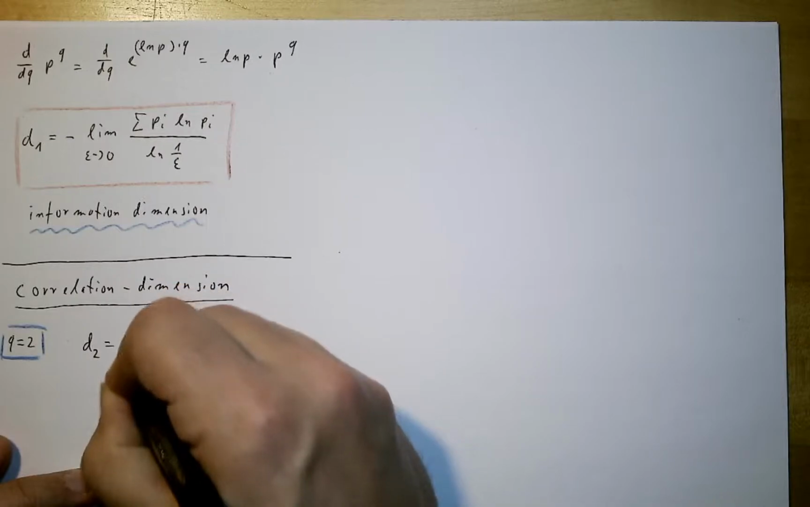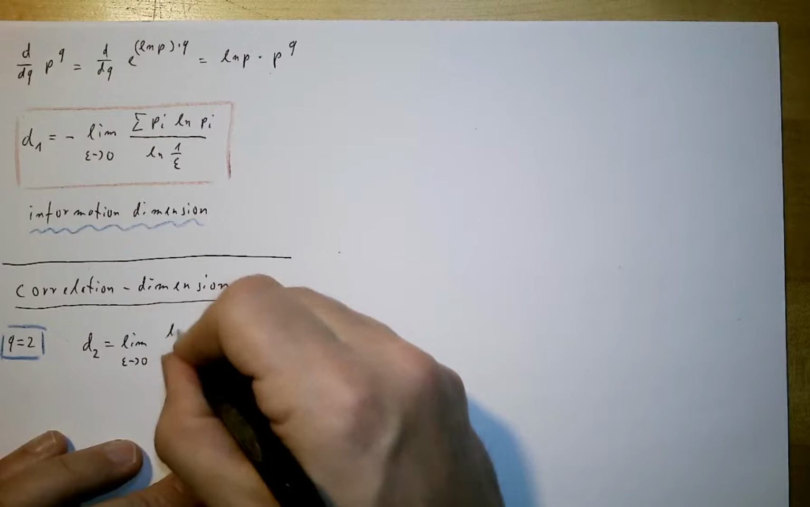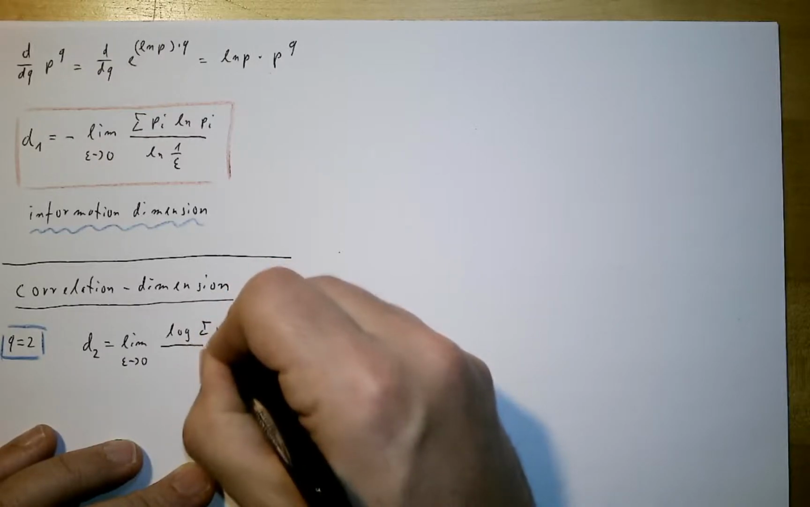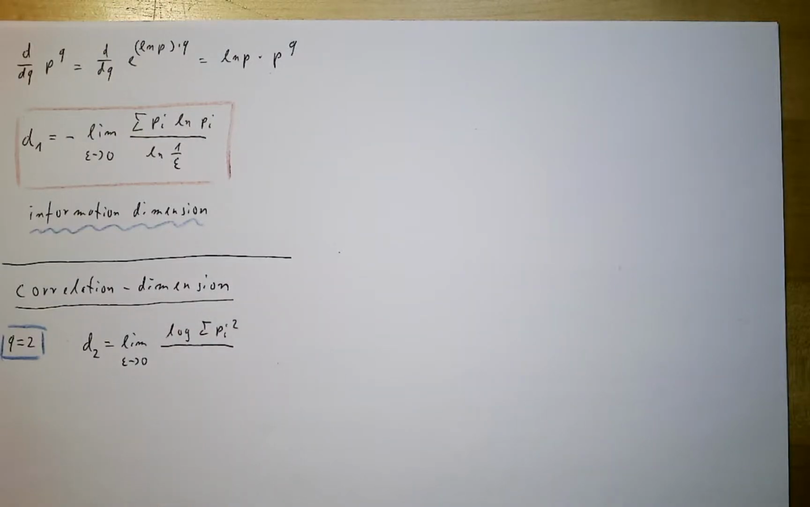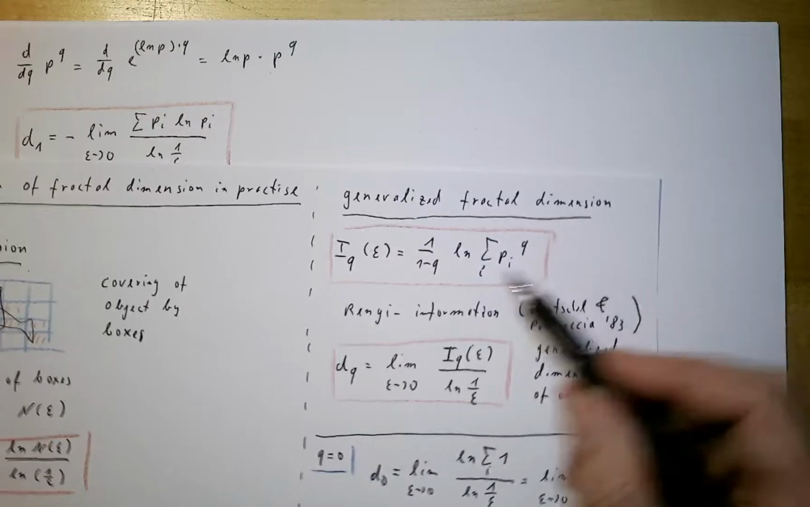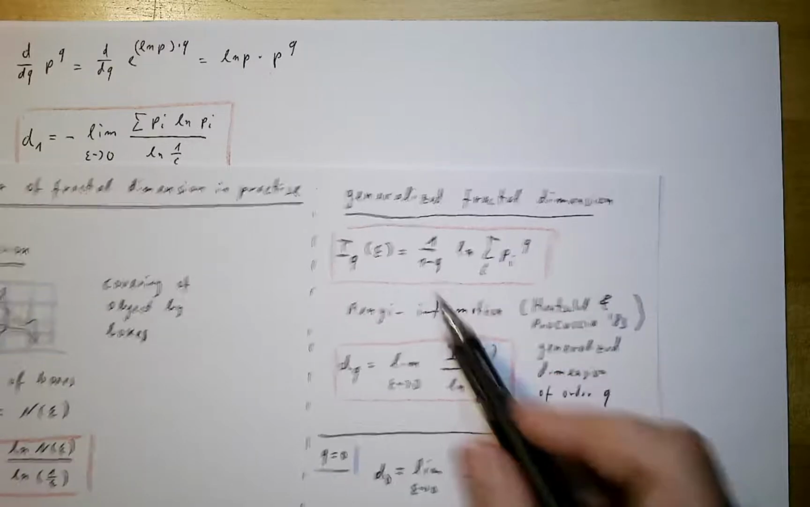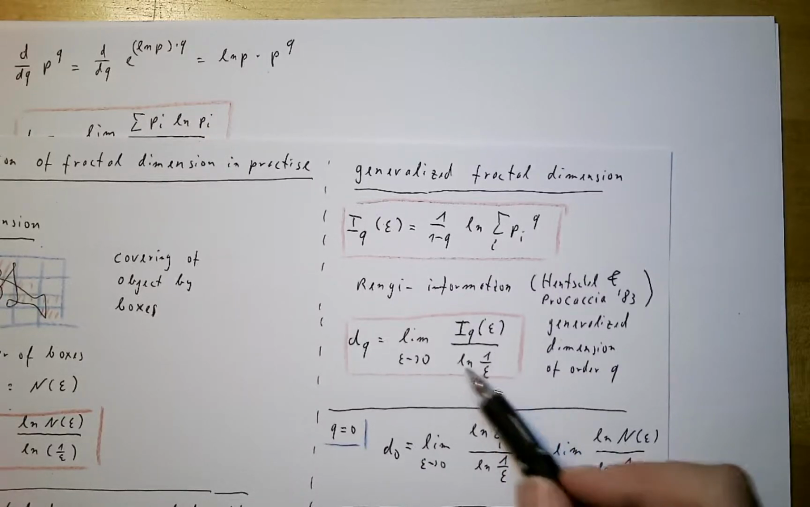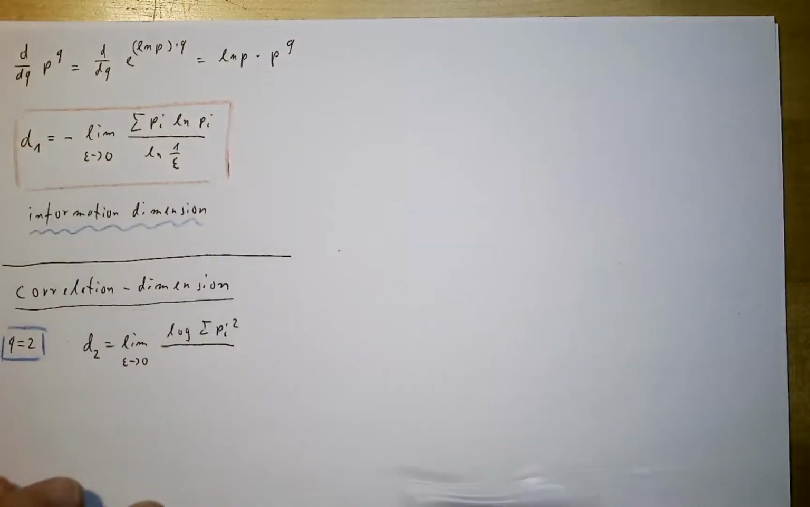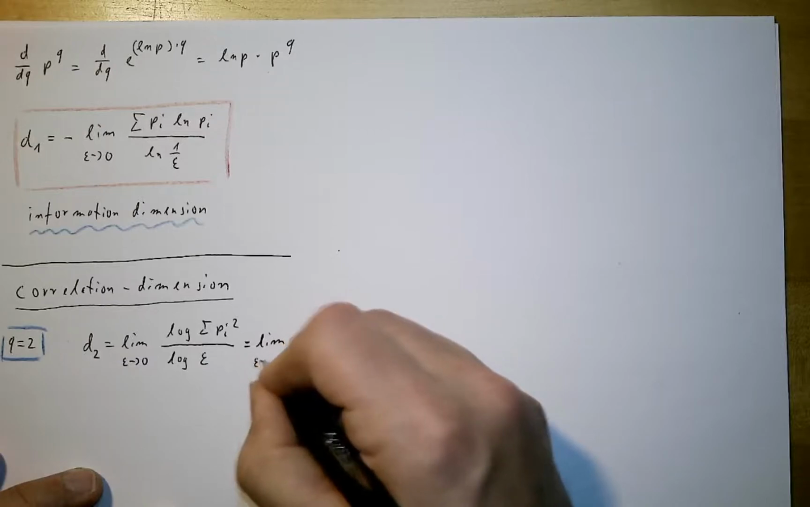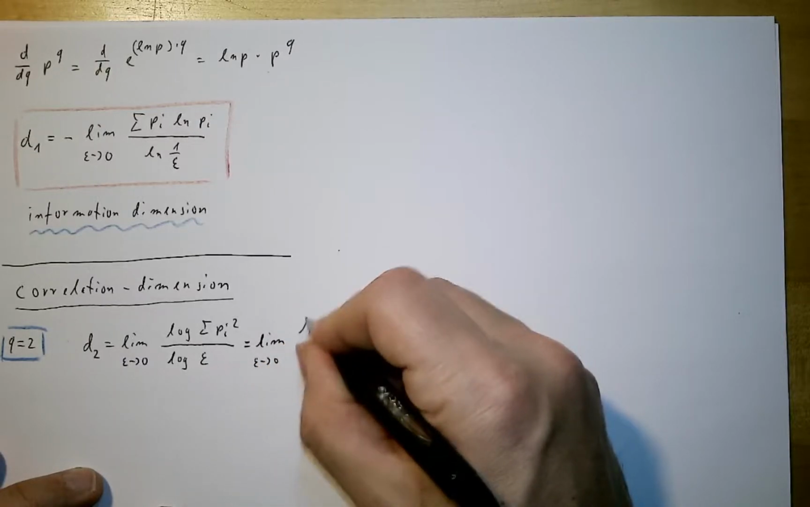That's the limit epsilon goes to 0. And then we take a log of the sum of p_i squared. Look at this here, so we take the log of p_i squared, and then we have here 1 minus 2, a negative sign, and with this negative sign, instead of taking the logarithm of 1 over epsilon, we can take the logarithm of epsilon. So we just divide by the logarithm of epsilon.